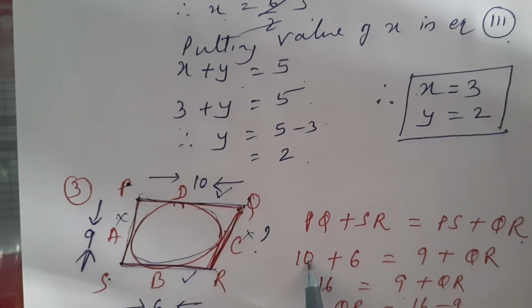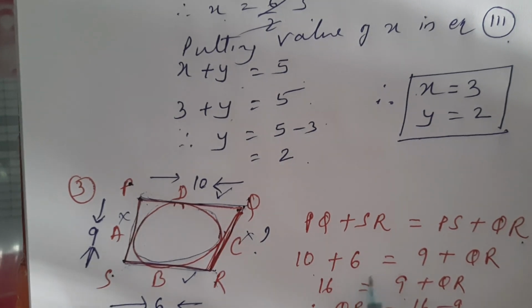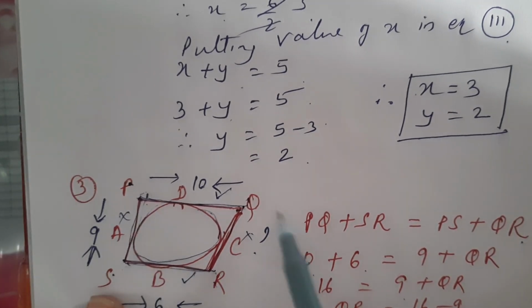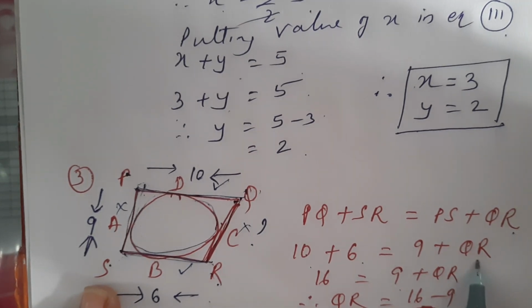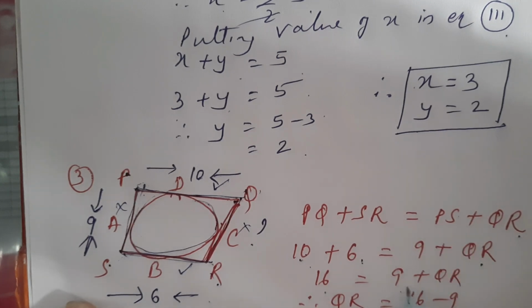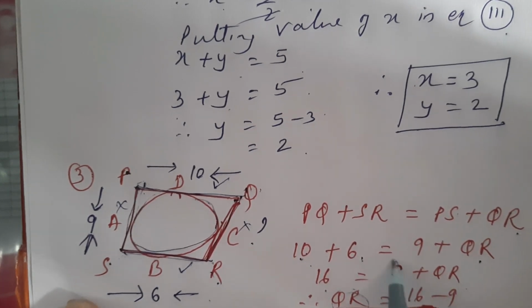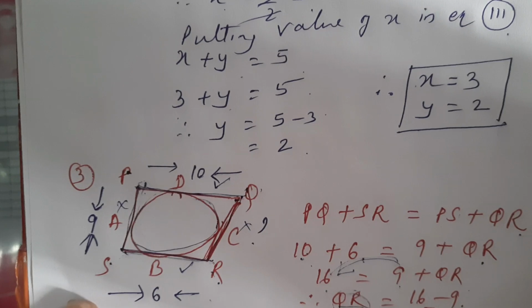Here the value of PQ is given 10, so replace it with 10. SR is given 6, so replace with 6. Whereas PS is given 9, and they are asking what is QR. So QR we need to find. Now 10 plus 6 is 16, equal to PS, which is 9, plus QR. To find the value of QR, we will subtract 9 from 16. So QR is 16 minus 9, which is 7.